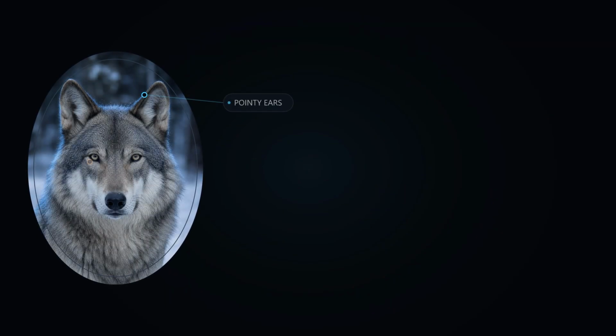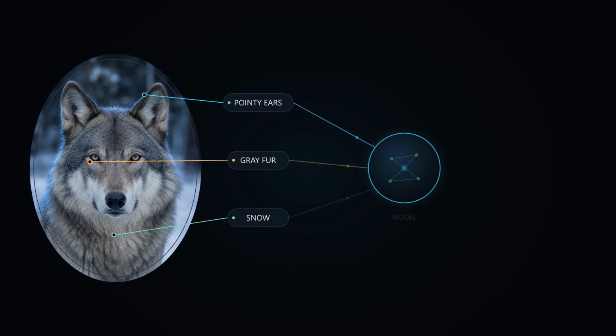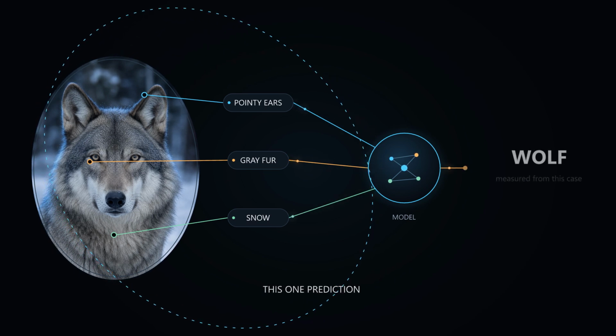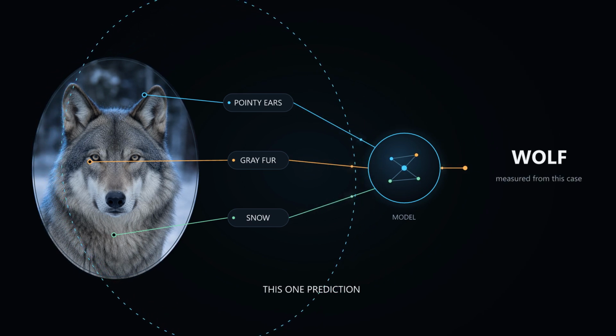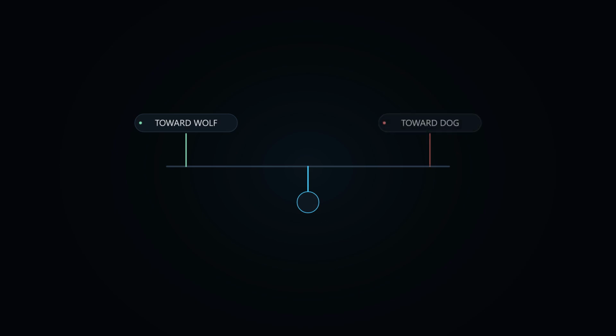This is a local explanation. Local means we are explaining one particular prediction for one particular example. We are not claiming that snow controls every animal decision. We are saying that for this exact case, snow had the strongest measured influence. Influence can push in opposite directions. One clue may pull toward wolf, while another pulls toward dog. A good local explanation shows both forces. Hiding the clues that disagree can make a weak explanation look much more certain than it really is.